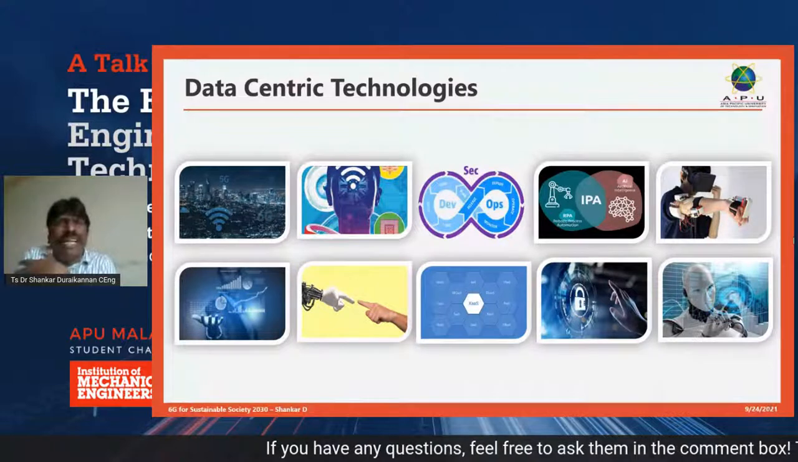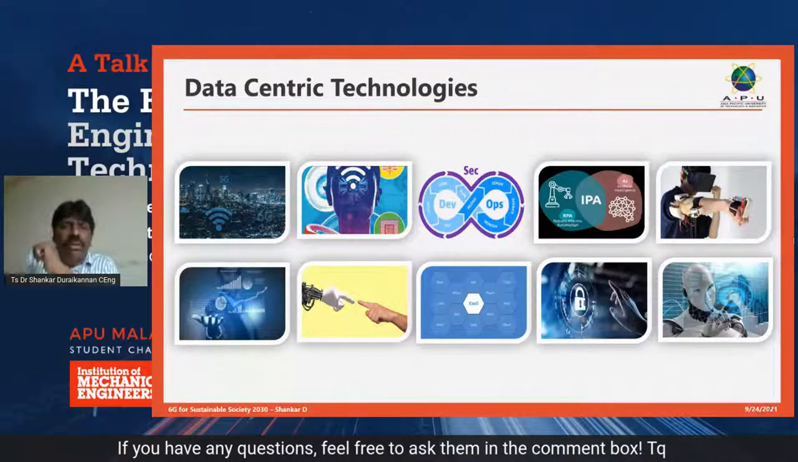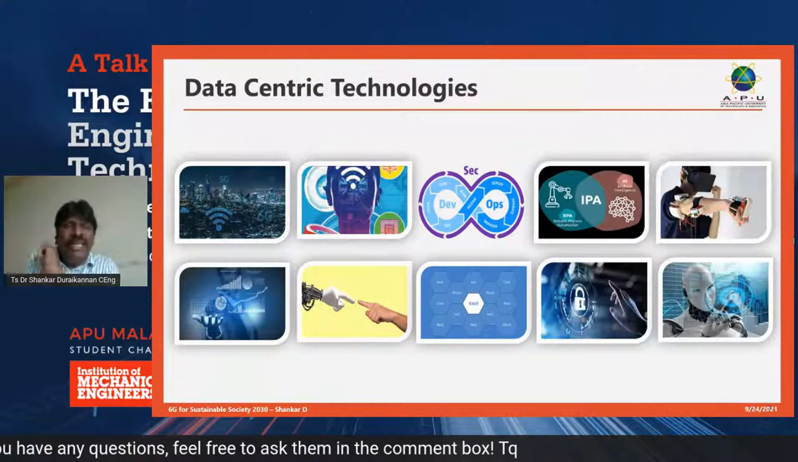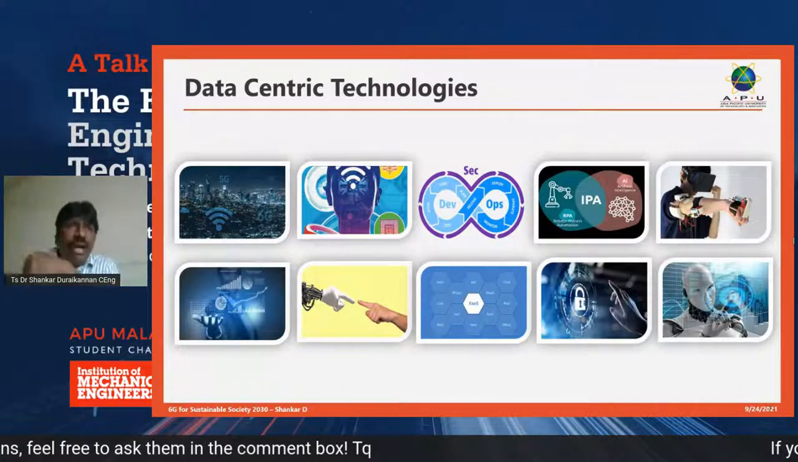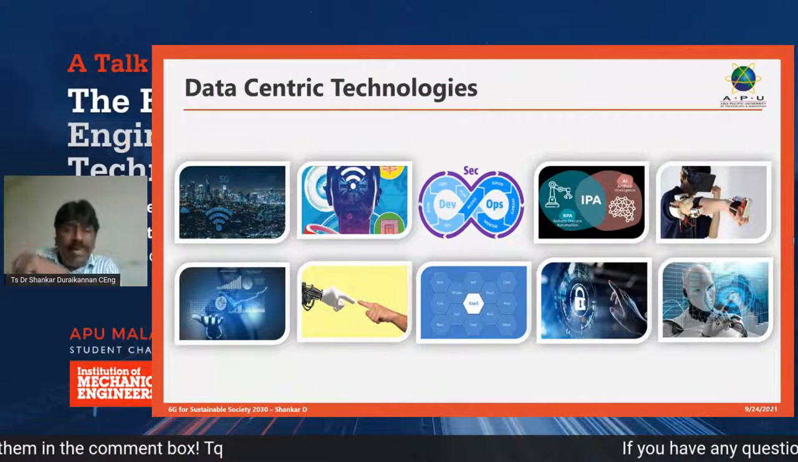So these are the 10 technologies which are used for data transfer, data sensing, data analyzing, data processing, your data outcomes, and applying your data.